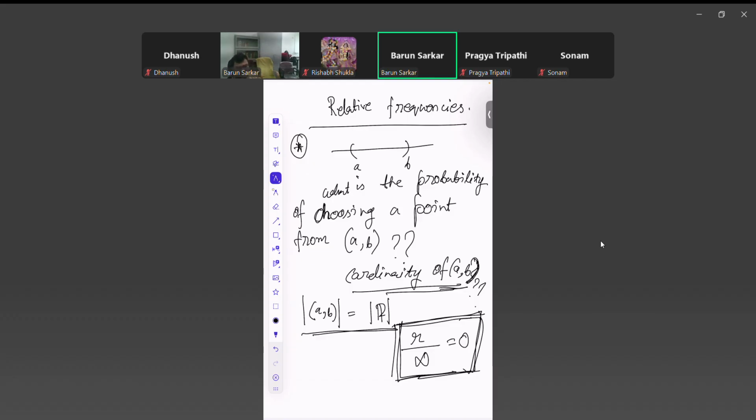Correct? But that is not believable, correct? You can always choose a point from an interval, right? If you go with the relative frequency definition, then choosing a point from an interval will always come out as zero. That means you are not able to choose a point from an interval. True.